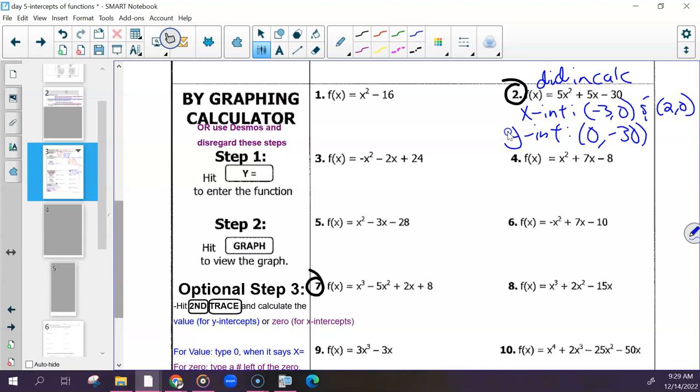Of course, Desmos is a lot easier, less steps, but you won't have that on our test. On the STAAR, well, yes. On our test, no. But while you're practicing, I'm going to put 7 into Desmos just so you see what happens. And then while you're practicing, you can be using Desmos.